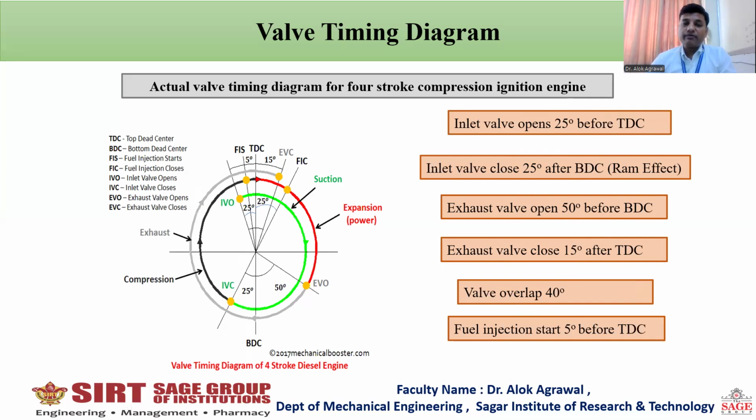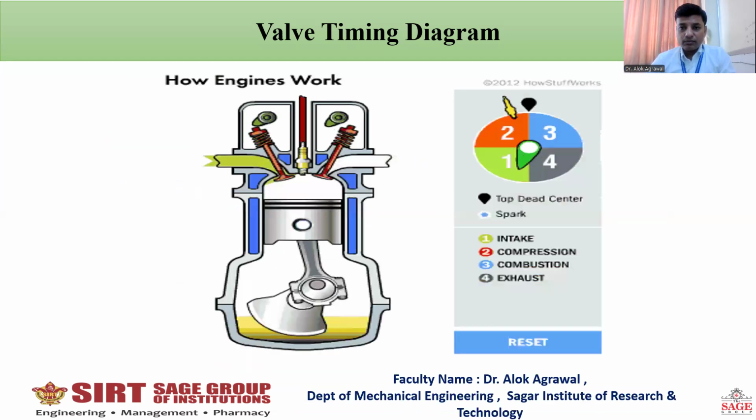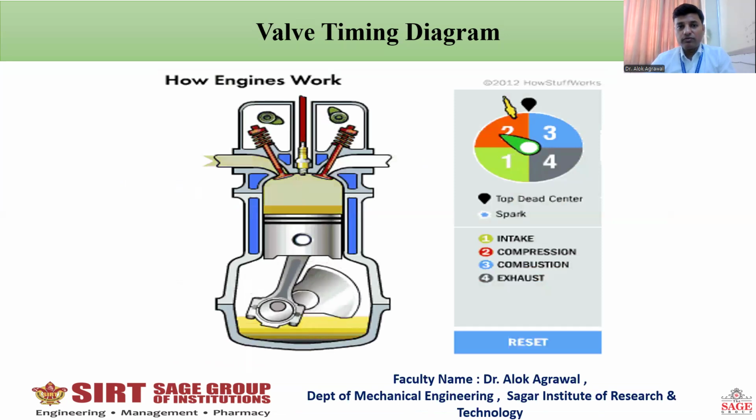There is a valve overlap of around 40 degrees in this case, and fuel injection will start 5 degrees before TDC. So the reason for such early opening and late closing of the valves is the same as we have seen in the spark ignition engine. So let us see how these valves open and close.